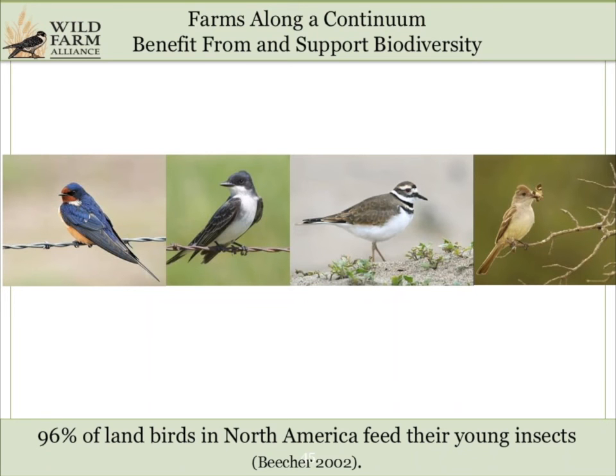96% of land birds in North America feed their young insects. So that's a lot of food. And while birds sometimes have a bad rap, it's really just a few species of birds that are a problem for agriculture. And even some of those feed their young insects. So they might be good for agriculture during part of the season.